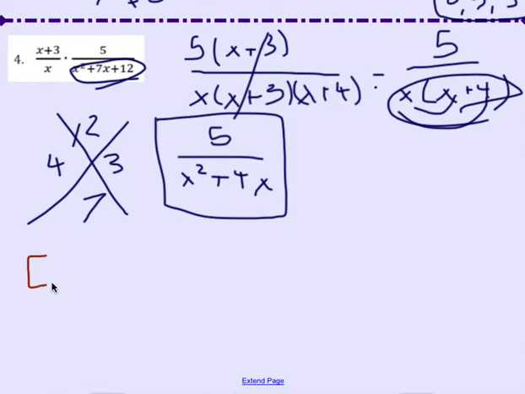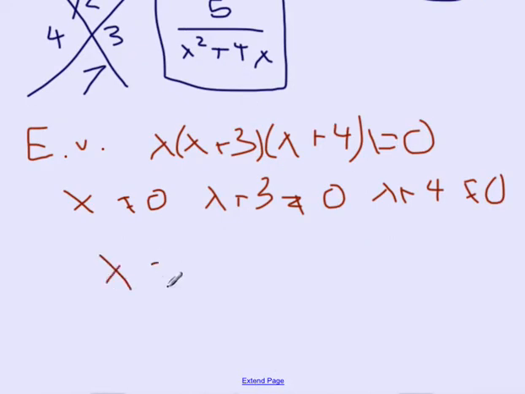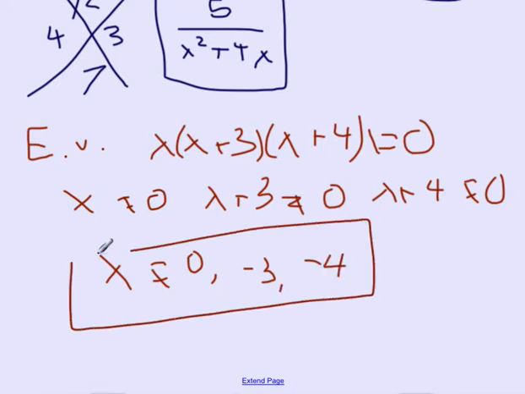For our excluded values, we have x times x plus 3 times x plus 4, and that cannot be 0. So each of these parts needs to be set so that it's not equal to 0. What you end up getting is that x cannot be 0, negative 3, or negative 4 when you solve each of those equations. So those are your excluded values for number 4.